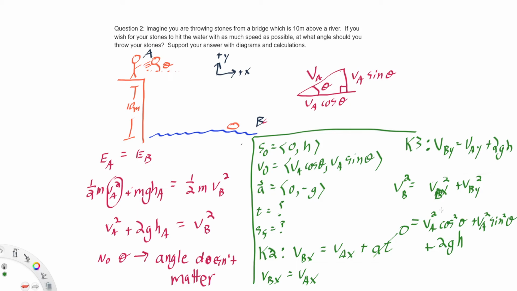If we look at these first two terms, VA squared cosine squared theta plus VA squared sine squared theta, if we factor out VA squared, we get cosine squared plus sine squared, which is 1. So we get the same result as we did in pink, and once again, once we're down at the end of it, angle doesn't matter.